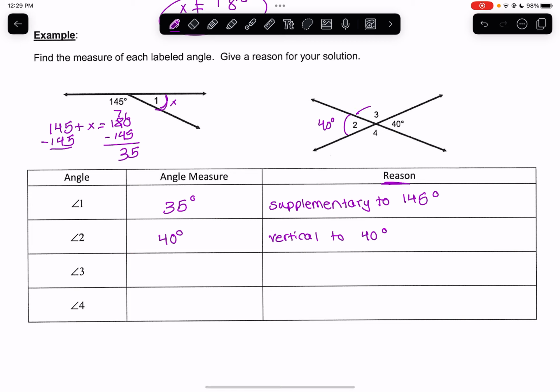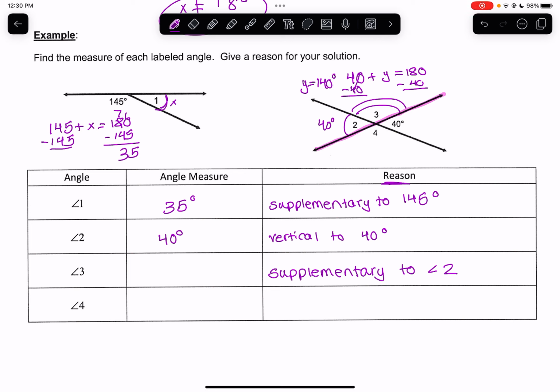Now when I look at angle 3, angle 3 and angle 2 form a straight angle. So these are a supplementary pair. So angle 3 is supplementary to angle 2. Therefore, 40 plus angle 3, we'll call it Y, must equal 180. Subtract 40 from both sides. So Y should be equal to 140 degrees.